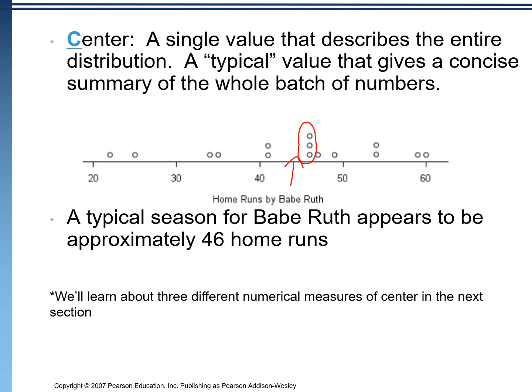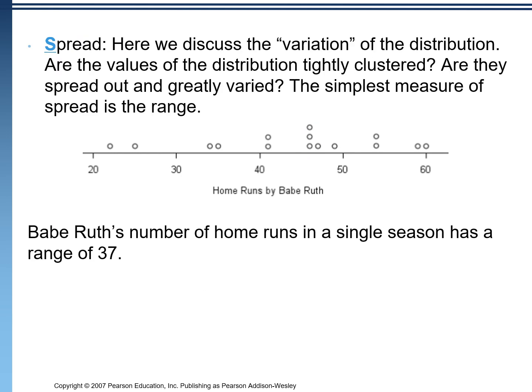The last S in SOCS is for spread. We always want to address the variation of the distribution. Is it tightly clustered together? Is it spread out? There's a lot of different ways that we can measure spread.